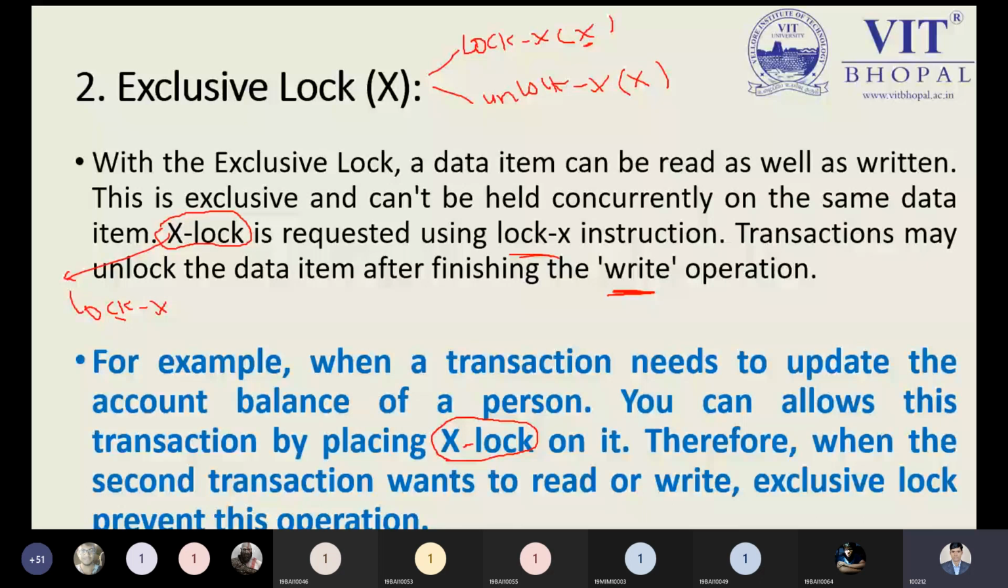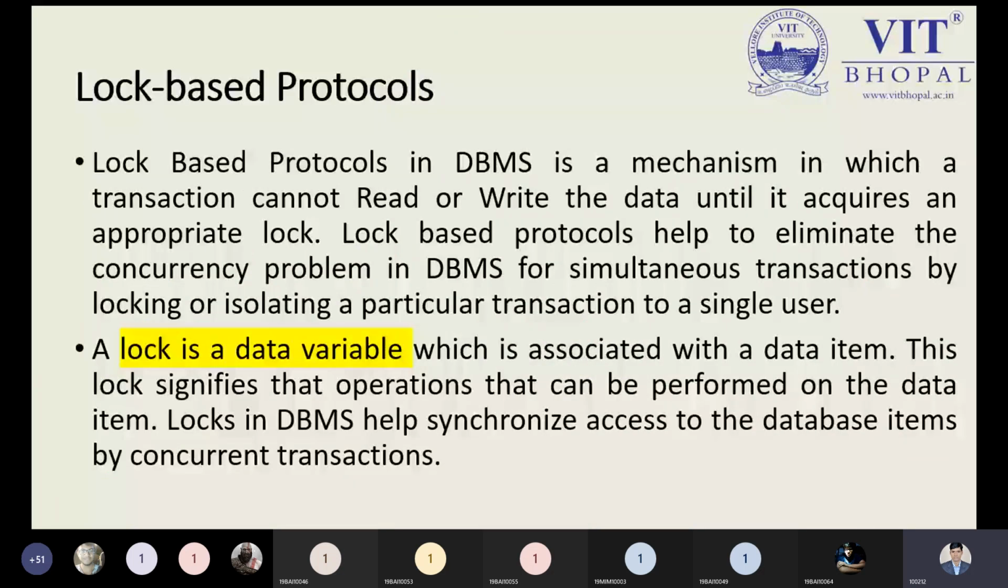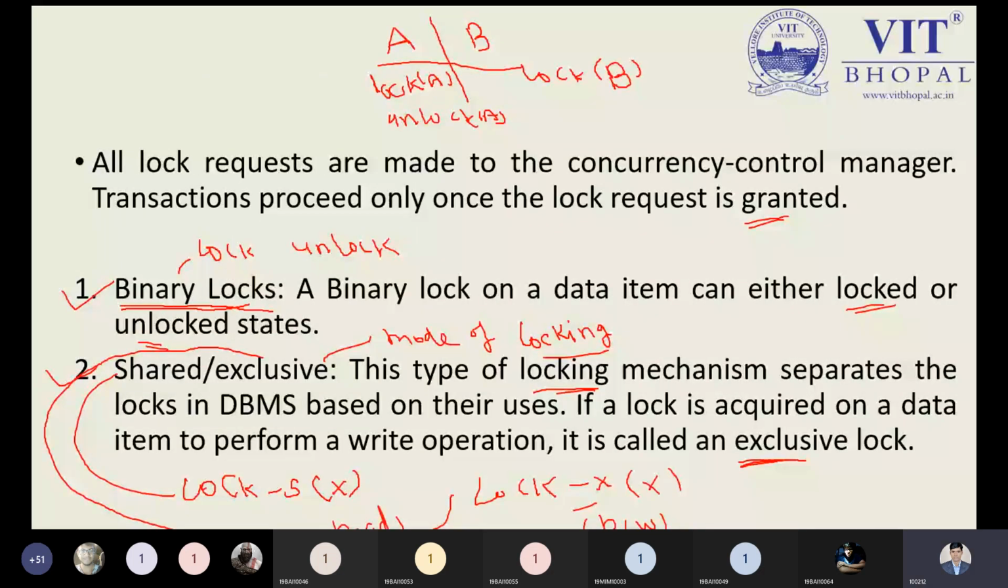But if you are using such a thing in shared mode, other transactions can also access it, but only for reading purposes. So at that time we need to see when we can read and when we can update. You can understand this well by the example, but let me ask once again from your side. In the lock-based protocol, we have a lock, that is a data variable, and it uses two important things. One is lock and unlock, these are the two states, and it has two modes. One is lock-S, that is shared locking, and the other is exclusive locking.